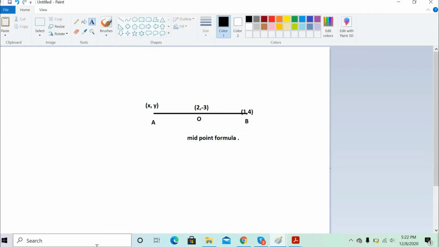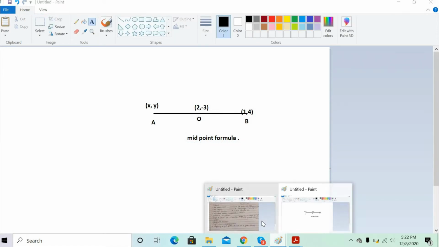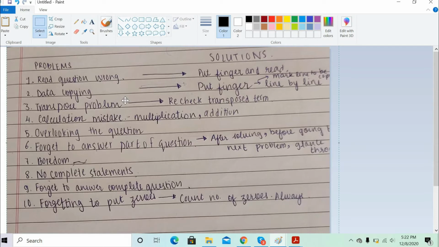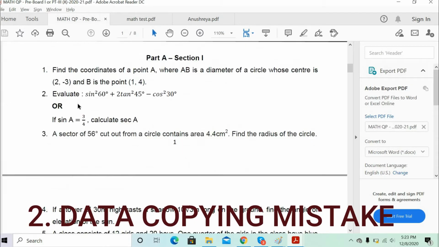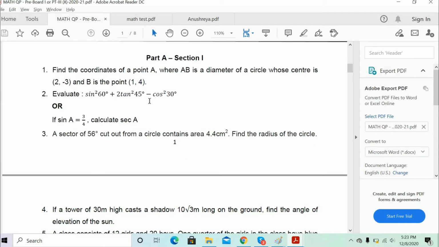Next silly mistake is the data copying mistake. How does the data copy mistake happen? Data copy mistake means you are writing the numerical value wrong from the question. For example, if sine square 60 plus 2 tan square 45 minus cos square 30 is given to you, and you end up copying it wrongly, let's understand. This is the data here, I have the data here.